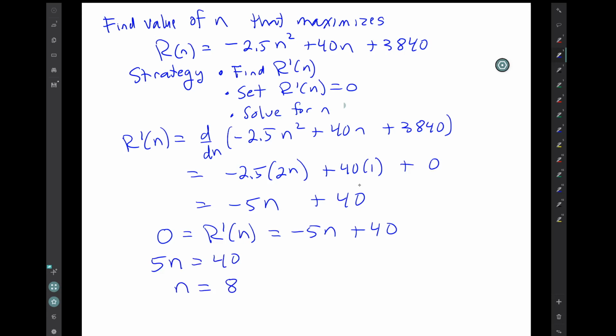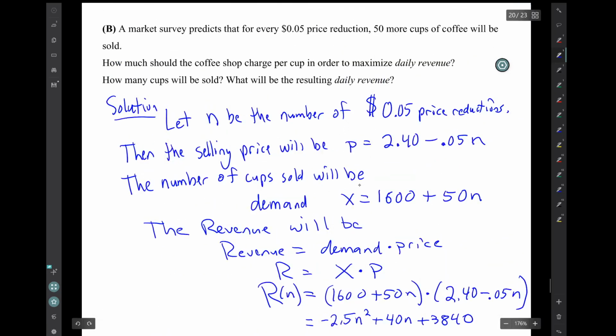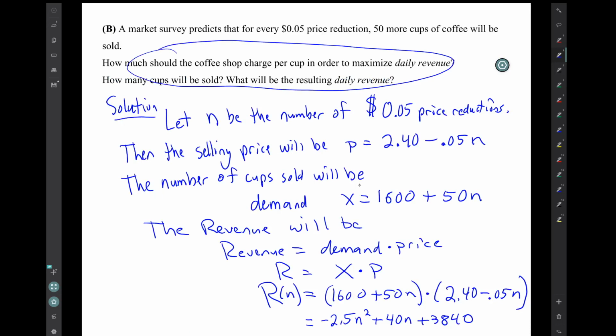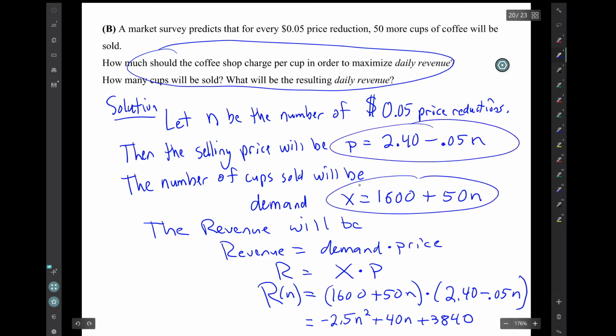So the conclusion is that to maximize revenue, the company should lower the price by a nickel 8 times. But the question was not to find the value of n. The question was, how much should the coffee shop charge per cup, and how many cups will be sold? Well, for that, we'll use these equations. The selling price will be given by this equation, and the number of cups sold will be given by this equation.